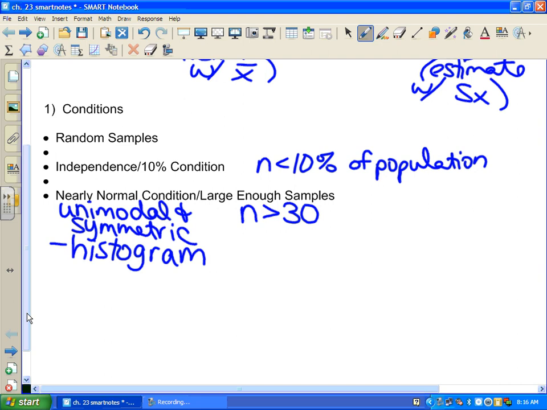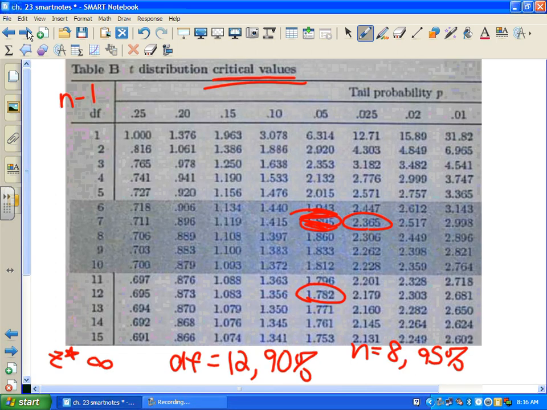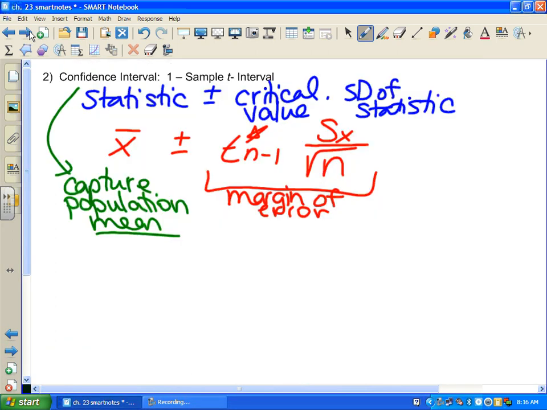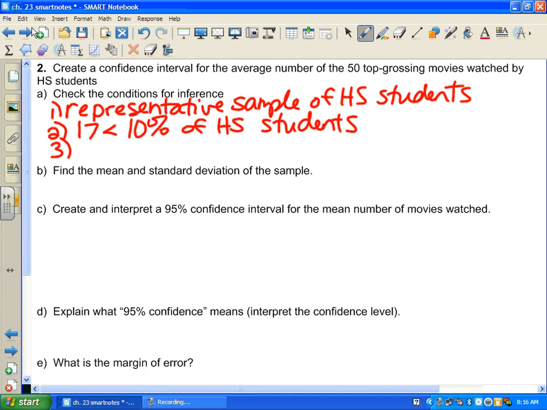To do that, it has to be a unimodal and symmetric distribution. And the only way to check that is to graph it. So how would we create a histogram? This is a great review of the first semester stuff. So to start, let's make a list. One list, and just type these numbers in.